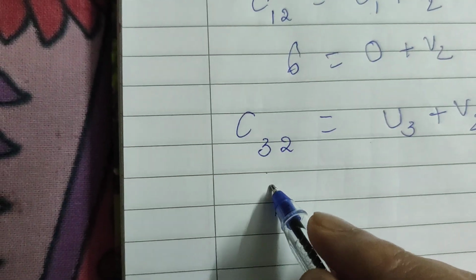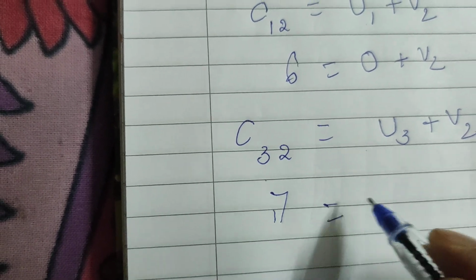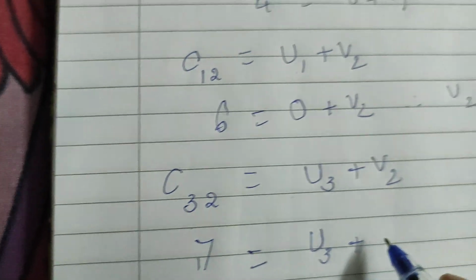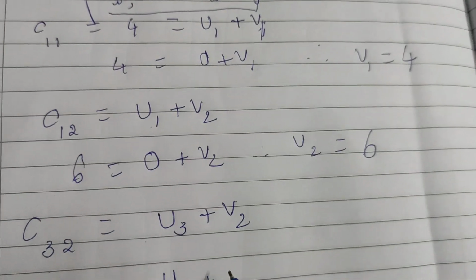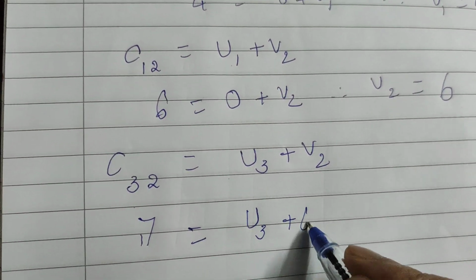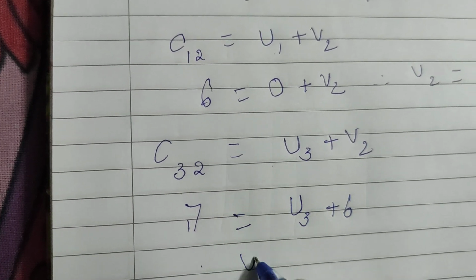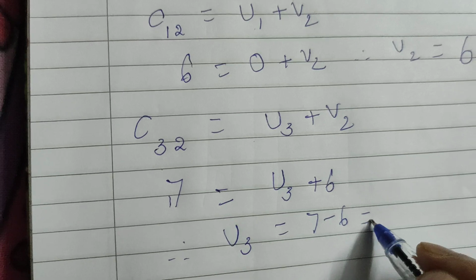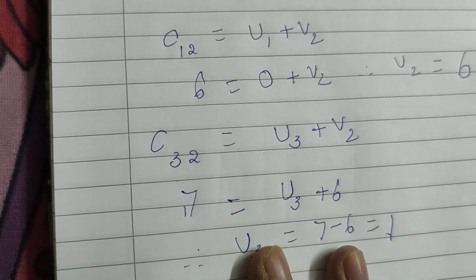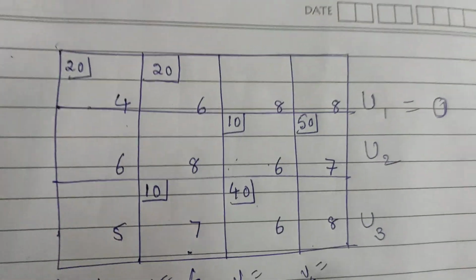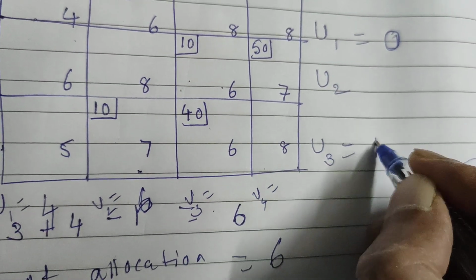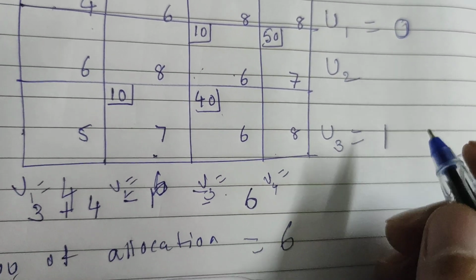So 7 is equal to U3 plus V2. I don't know the U3 value, but we know the V2 value. What is the V2 value? V2 value is equal to 6. Therefore, the U3 value is equal to 7 minus 6, which is 1. We get the U3 value is equal to 1. Substitute the 1 here.